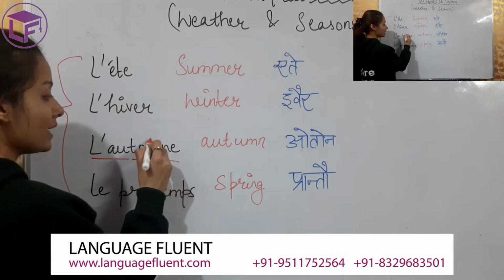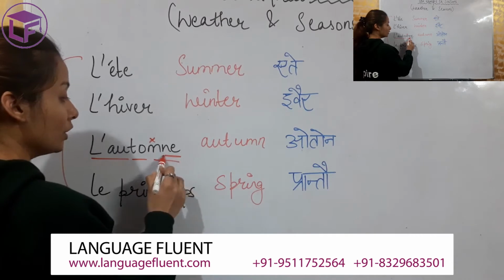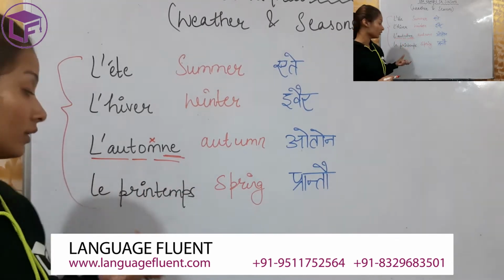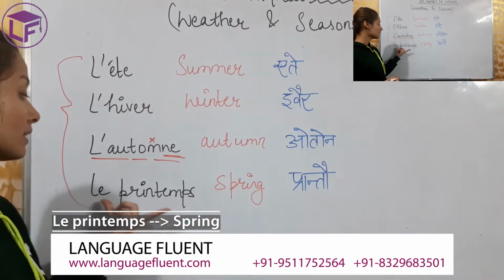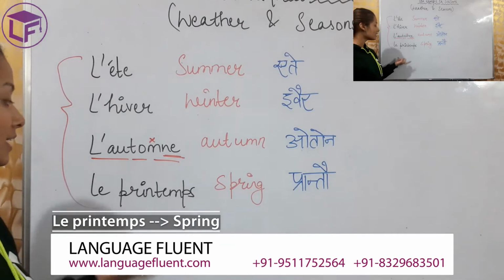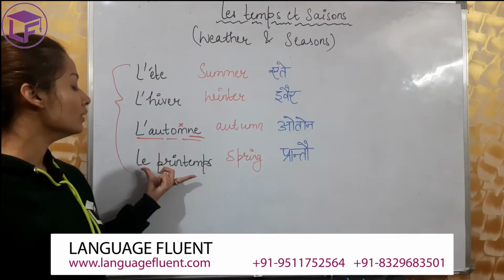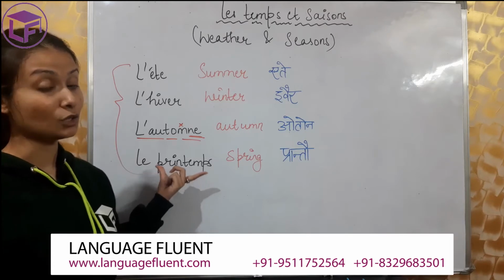L'automne. M is not pronounced here. So we will have l'automne. Then we have spring. Spring is a season. So the spring season is called le printemps. Le printemps.